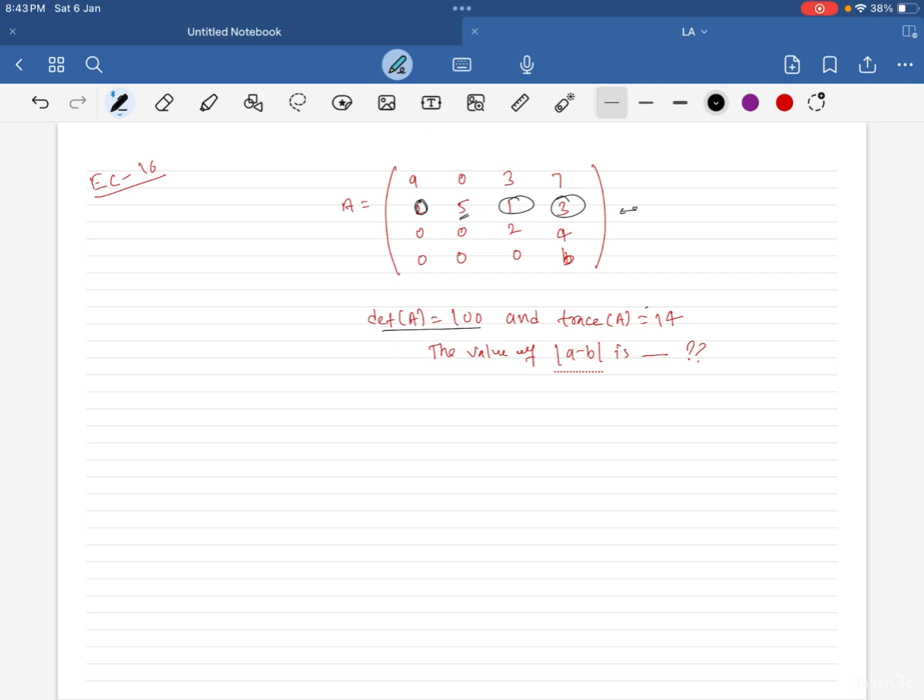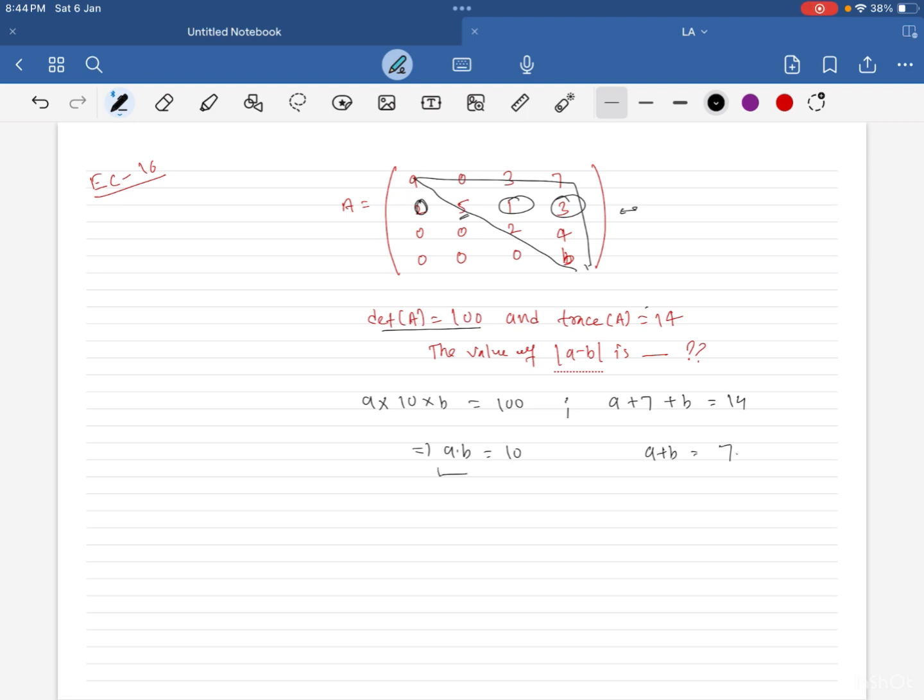Since it is an upper triangular matrix, we can say that 5 into 2 into B, that is 10 into B, is equal to 100, and the trace is given: A plus 7 plus B is equal to 14. So from here A into B is 10, and from here A plus B is equal to 7.